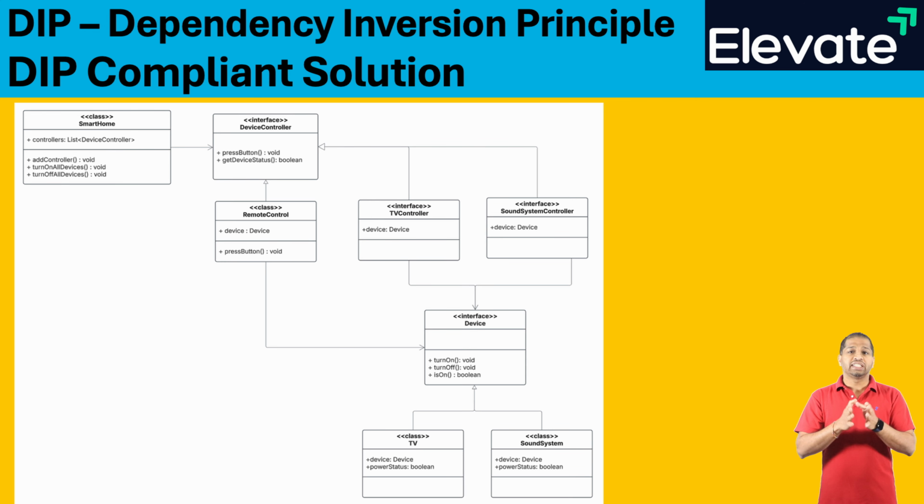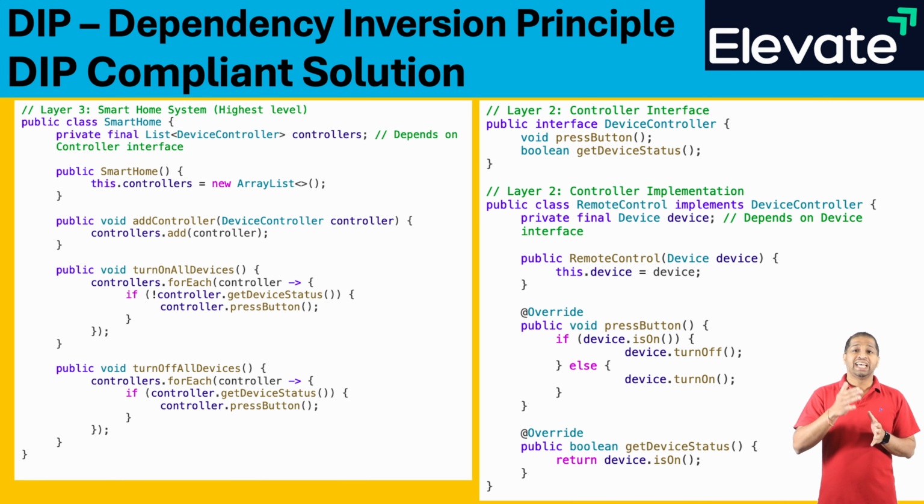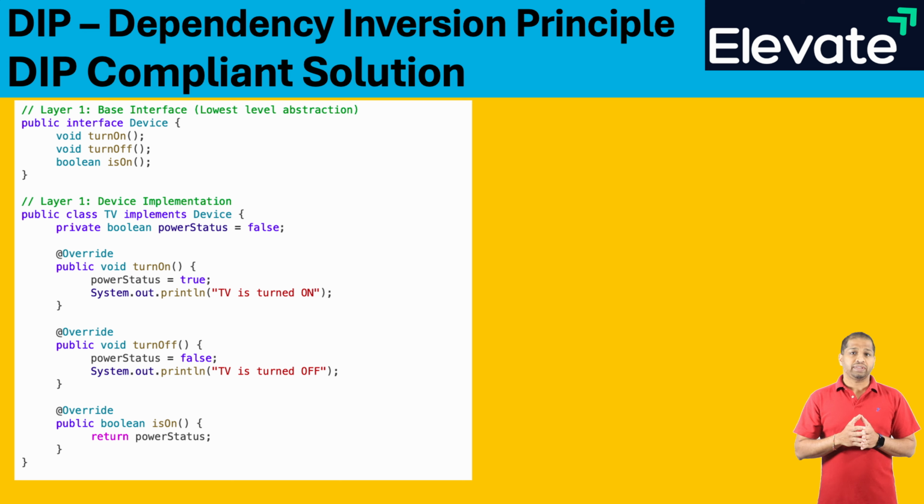The architecture makes it easy to add new device types without modifying existing code, as demonstrated by the independent TV and sound system implementations. This design not only promotes code reusability and maintainability, but also makes the system highly testable, as components can be easily mocked and verified in isolation. The overall structure demonstrates how proper application of SOLID principles, particularly the DIP, leads to a robust and flexible software system. This is how you would implement the same in Java.